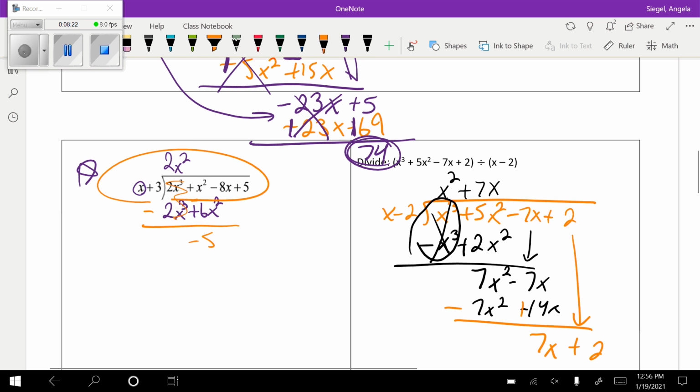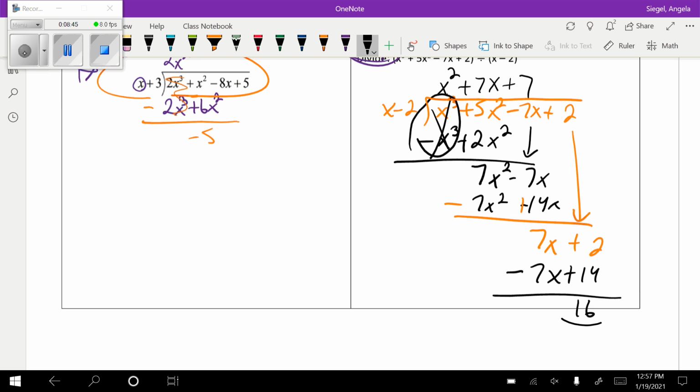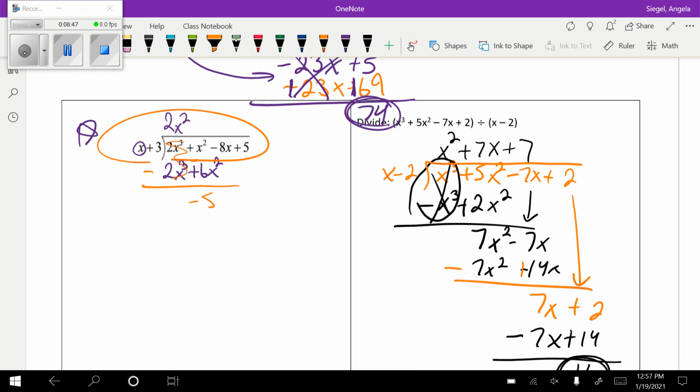So again, how do I get from here to here? I'm missing a 7. Okay, and then 7 times x minus 2 is 7x minus 14. And then I'm going to change my sign, and I'm left with 16. So I'm going to say plus, you always put a plus there because we're adding that fraction, 16 over x minus 2. And this is my final answer.